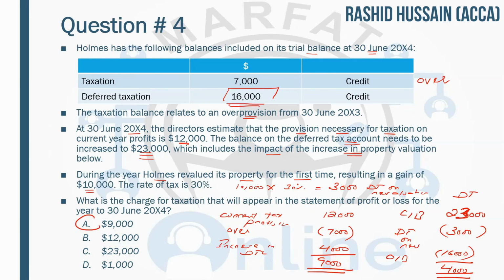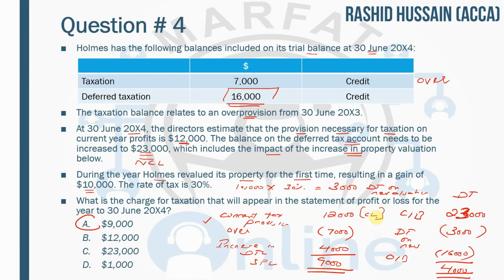So remember one thing, the calculation is quite simple. You just take the current tax provision, which is 12,000. If there's under provision, you add that thing. If there's over provision, you deduct that thing. If there is increase in deferred tax liability, you add that thing to the expense. If there is decrease, you deduct that thing. The net figure will be recorded in the statement of profit or loss. The closing deferred tax is your non-current liability, and this 12,000 is your current liability.